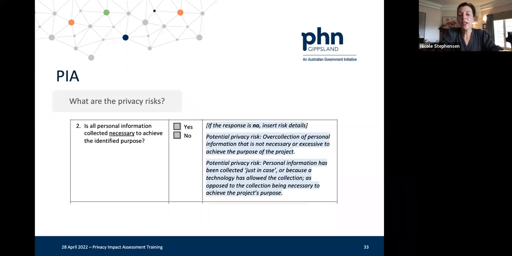So if you answer no, then this is telling you that you have a potential privacy risk here that you need to deal with. So for example, over-collection of personal information, right? That's excessive for the purposes of the project. And if you answer no, what you're saying as well is potentially that personal information is being collected just in case, that it is potentially expedient or useful for your purposes, or potentially for purposes down the track in terms of data analytics or understanding of behavior of the community that you serve.